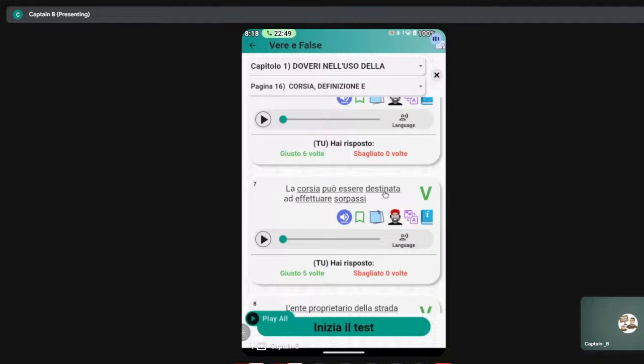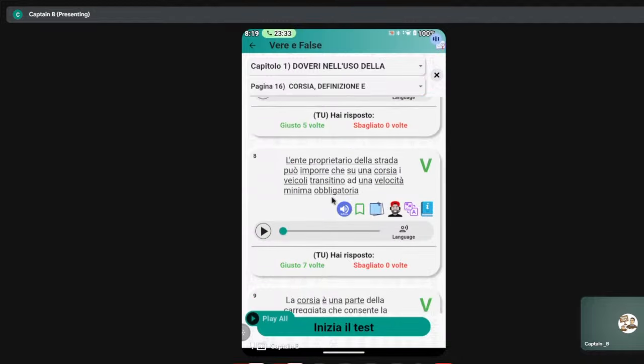La corsia può essere destinata ad effettuare sorpassi. Now listen, he said the lane può essere destinata, the lane can be designed, dedicated, all'effettuare, to carry out overtaking. Now, which lane is used to carry out overtaking? To overtake the vehicle in front of you. The lane to overtake the vehicle in front of you is the sinistra, which is your left lane. So a lane can also be dedicated to carry out overtaking, right? And it is true, è vero. Now we are talking about the definition of lanes and their function, all right? This one is vero.